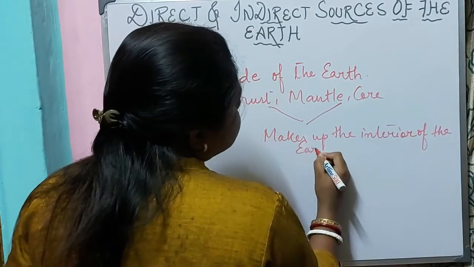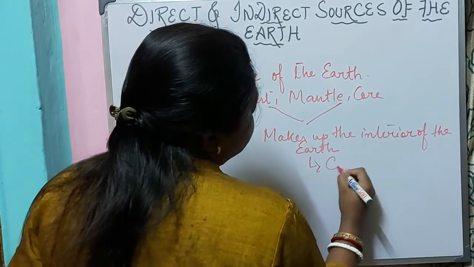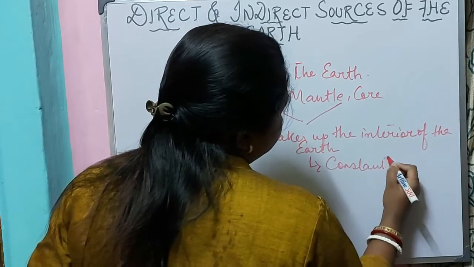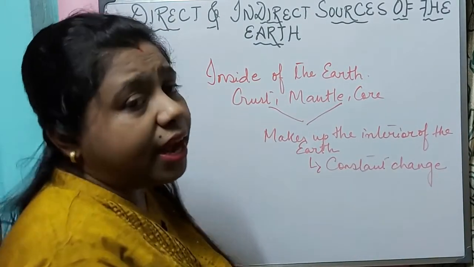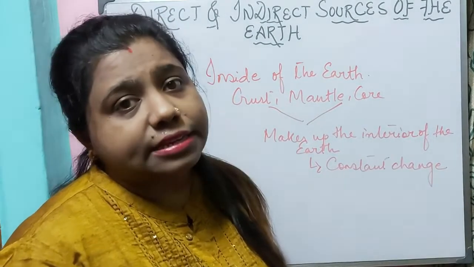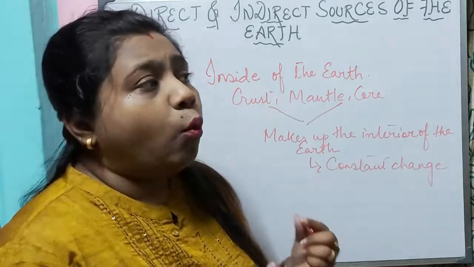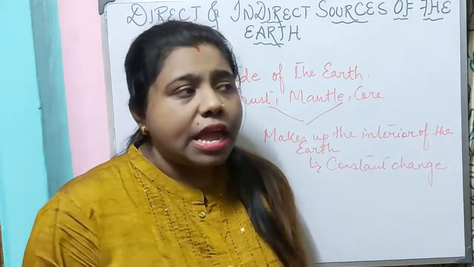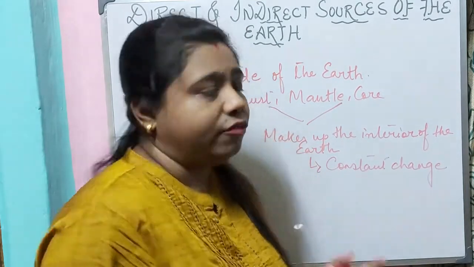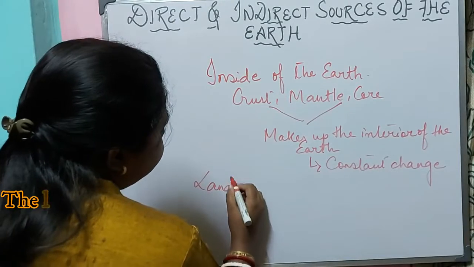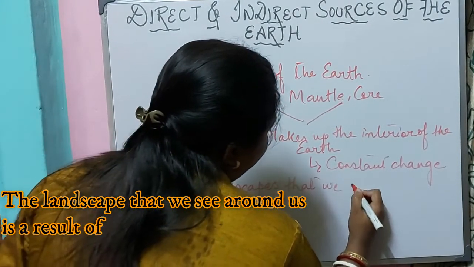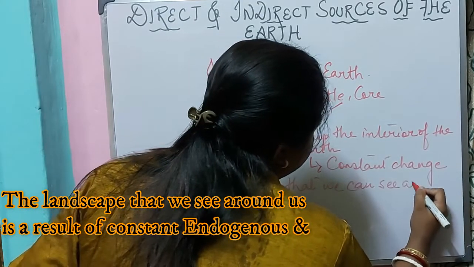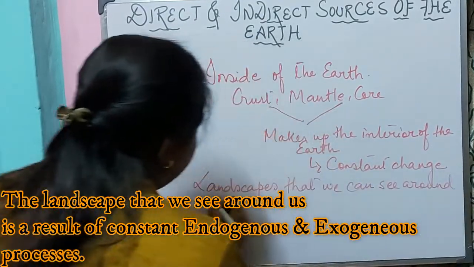Now there is a constant change which is going on in the inside of the earth. Knowing about this constant change, it is very important to understand the interior of the earth, like what is there in the interior of the earth. Now we can see that around us there are different landscapes that we can observe.